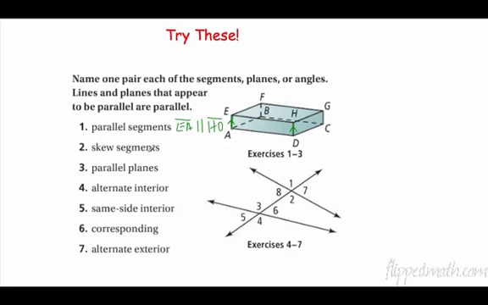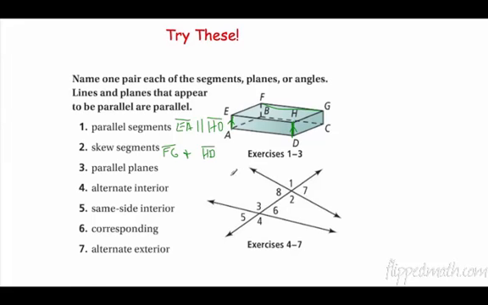So let's find two segments that are not in the same plane and never intersect. So let's see. Let's start with FG. And remember, we don't have any shorthand for skew. I write this like a plus, that's an "and." So FG and, let's see, what's not in the same plane? Well, this is not in the same plane, and it's going a different direction. That's HD.